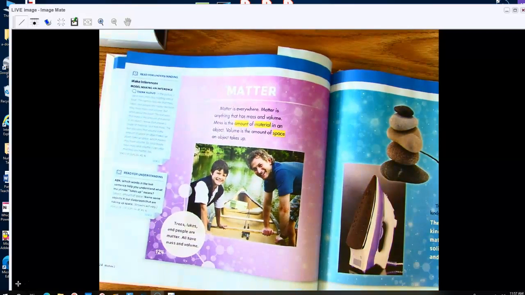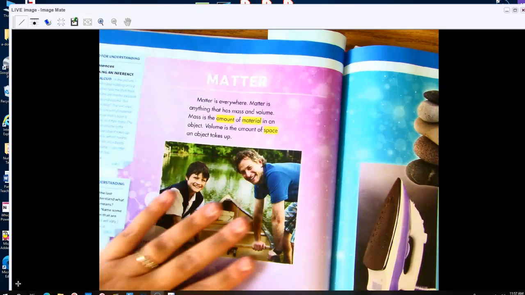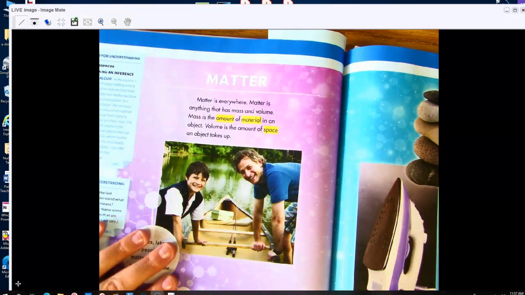Okay, so matter is everywhere. Let's turn to this page. Yes. Okay, set it on your desk and I'll get you a new one in a minute. Okay, go get your other one.